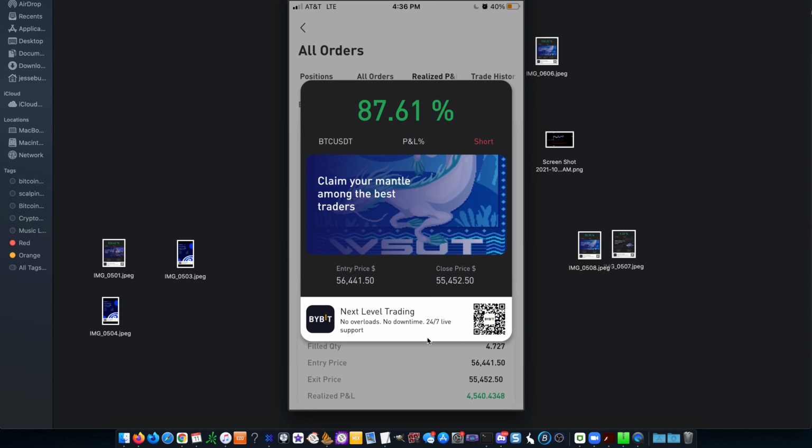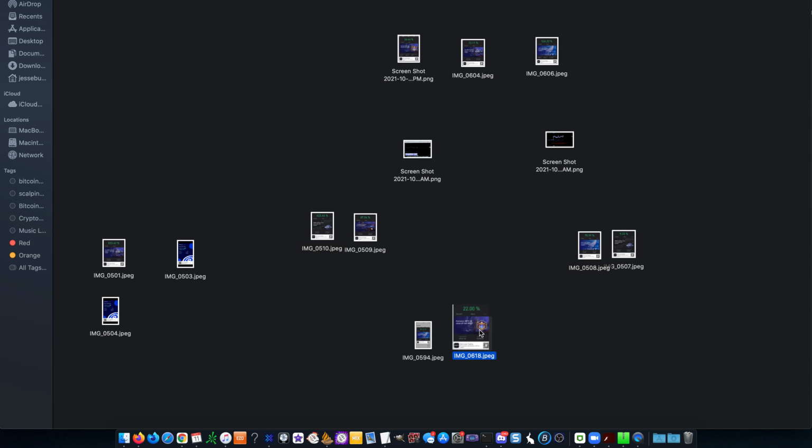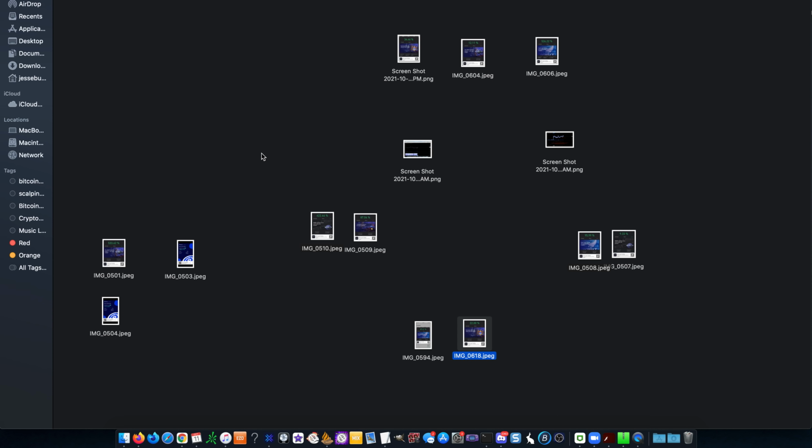We can see here, this one was extremely juicy, 87% in a very short period of time. Of course, this was a higher leverage trade. This one is lower leverage, but even still 22% profits in a very short period of time.